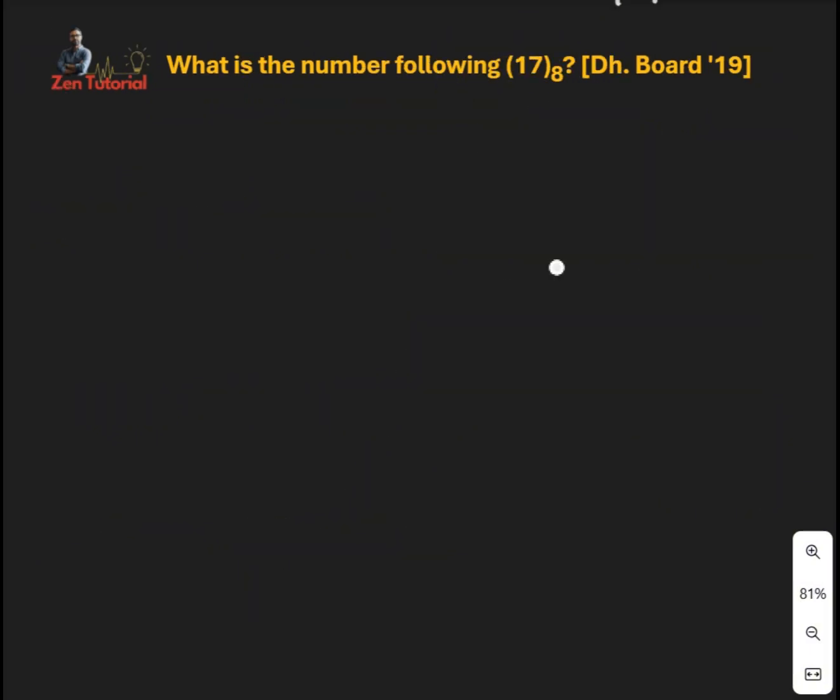What is the number following 17? So 17 is actually an octal number, and the question is, what is the number following this one? It's actually asking for the next number of this octal number. It means after 17, the next number is what?